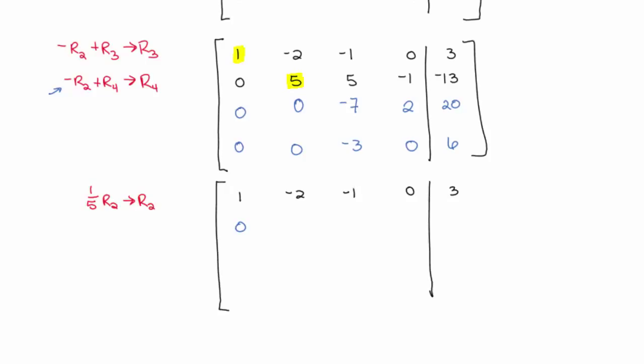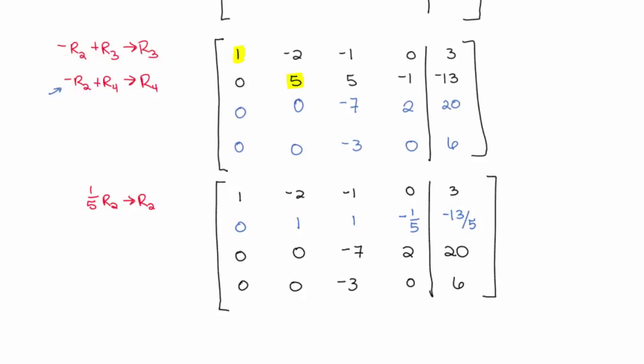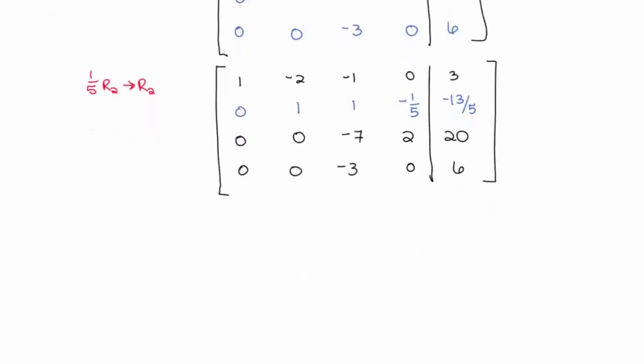That's going to be 1/5 times 0 is 0. 1/5 times 5 is 5. 1/5 times 5 is 1, and 1/5 times 5 is 1. 1/5 times a negative 1 is a negative 1/5. And 1/5 times a negative 13 is negative 13/5. Everything else is staying the same. So 0, 0, negative 7, 2, 20, and 0, 0, negative 3, 0, 6. All right. Now my next, let me highlight my ones still.